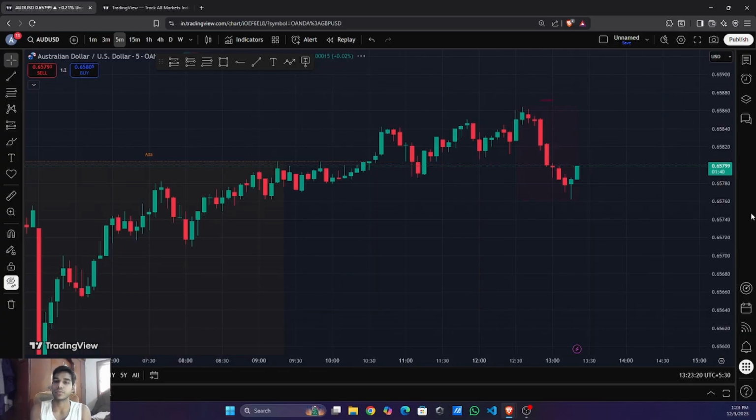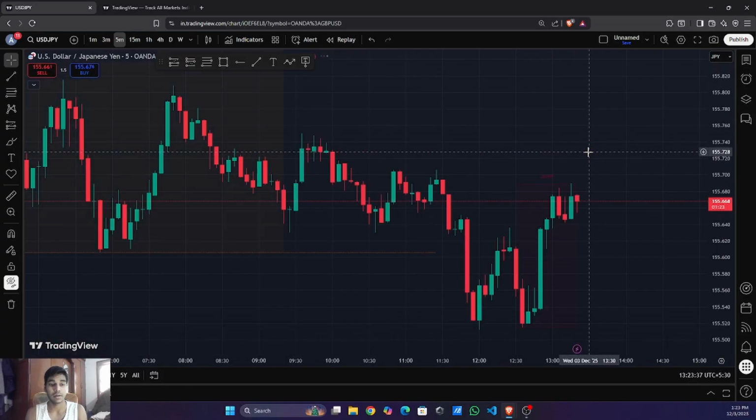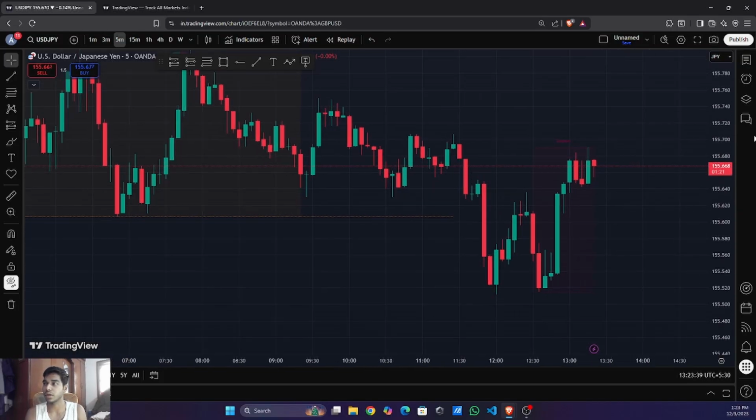Okay, so let's see. I want the same, but I like to trade the trend. So AUD, 5-minute breakout structure, and same plan in AUD, Euro, and GBP. We'll wait for a 5-minute breakout structure for the upside.